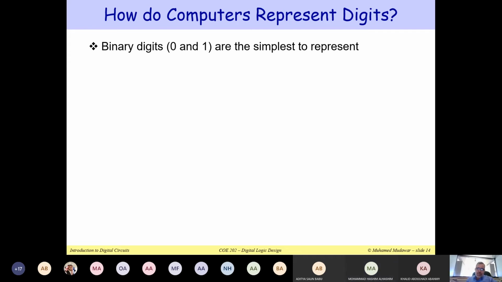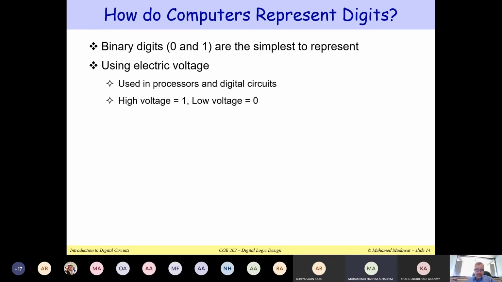So we call them binary digits. Binary means 2. So we only have 2 digits, 0 and 1. These are the simplest to represent inside a computer system. So for example, you can use an electric voltage, as in processors and digital circuits. This will be our focus in this course.